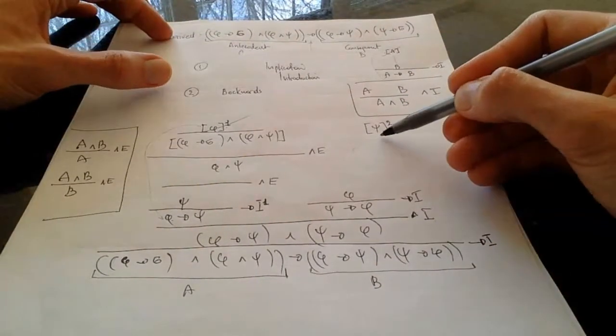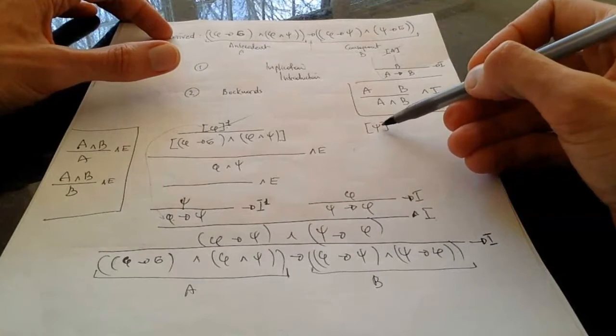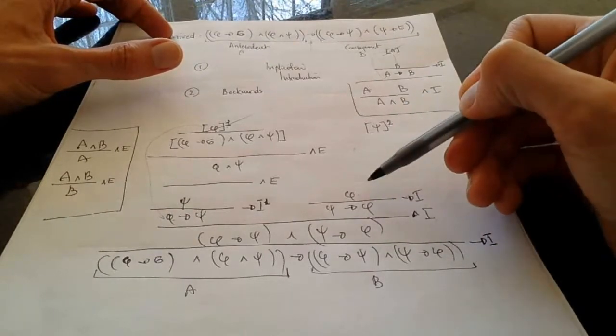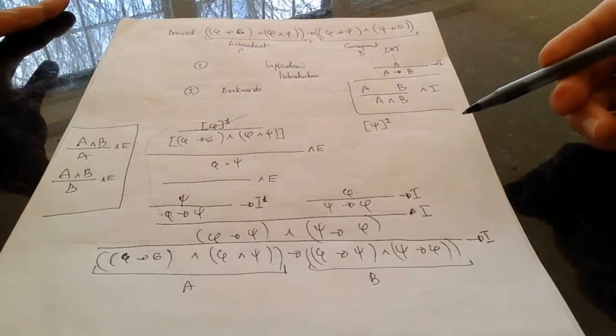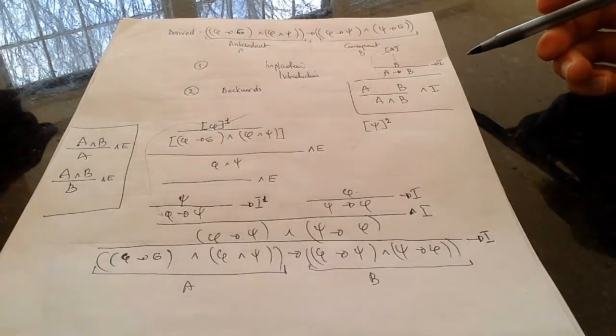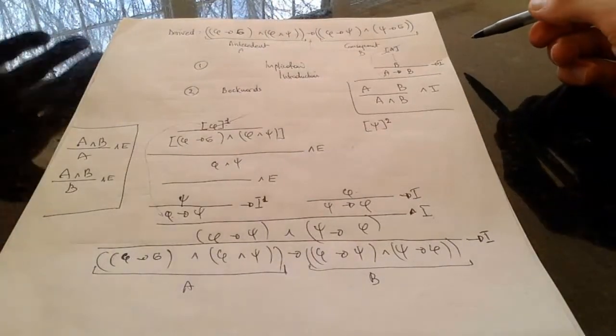Okay, so now here I have phi, and I have psi, and I have phi. How do I get from one to the other? I seem to be stuck. But there is something I can do. I can assume something, and the rule is that you can assume whatever you want.